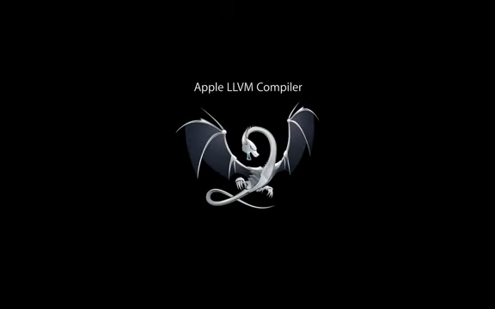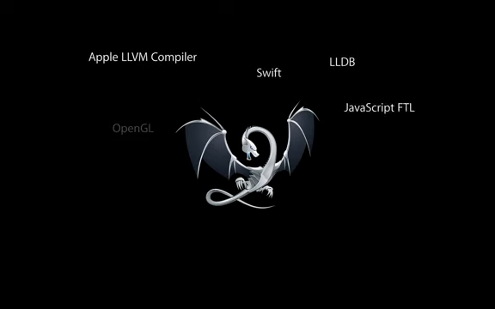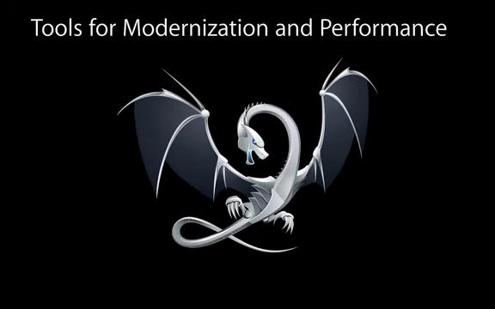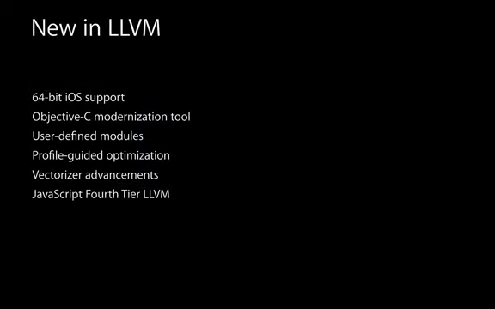When we normally talk about LLVM, what first comes to mind is the Apple LLVM compiler itself. So this is what we all use to build our apps, and that's where we really first encounter LLVM. But it's much more than that. LLVM is used in a wide variety of products and tools that we all use every day, both as developers and as end users. Over the years, LLVM has grown to be a really key technology here at Apple for building tools for performance and for modernization. And that has been no exception this year, as we have moved swiftly along with a wide variety of new improvements.